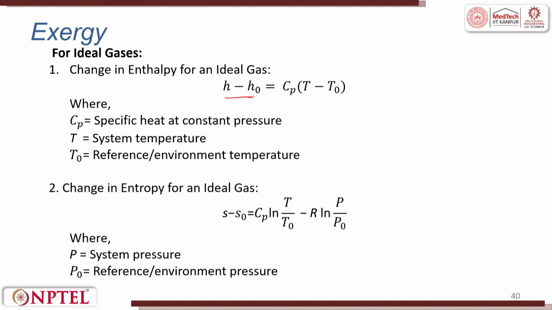H minus H naught for the ideal gas is Cp times the difference between the temperatures T and T naught. Cp is specific heat at constant pressure, T is system temperature, T naught is the reference temperature, that is in general the environment temperature, and change in entropy, that is S minus S naught, is calculated as Cp into the natural log of T by T naught minus R into the log of P by P naught, where P and P naught are the system pressure and the reference environment pressure.